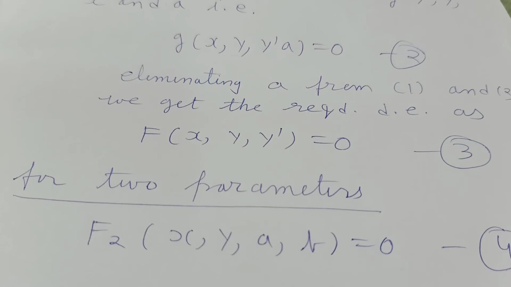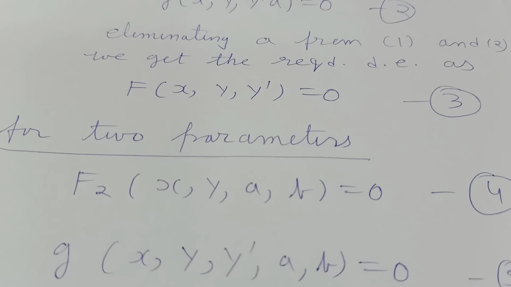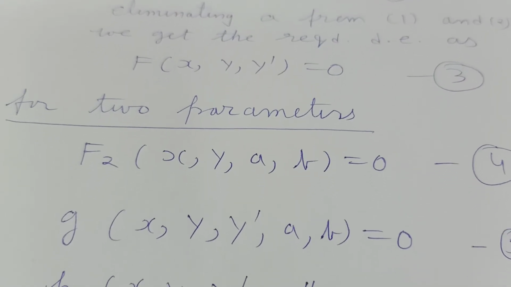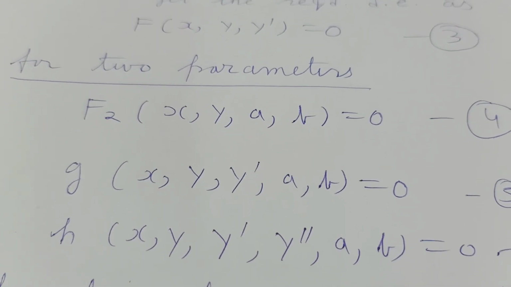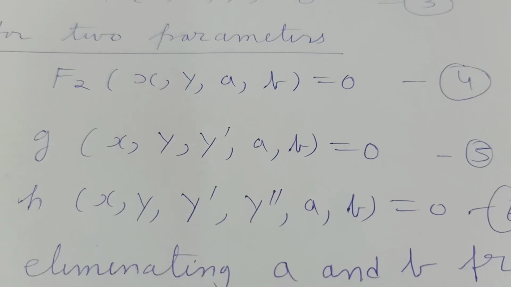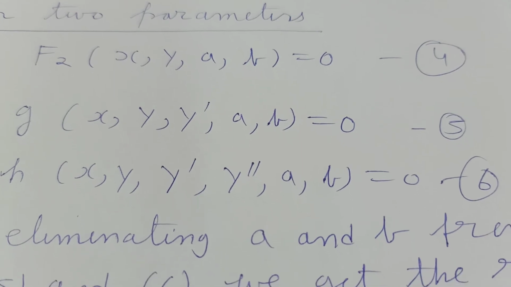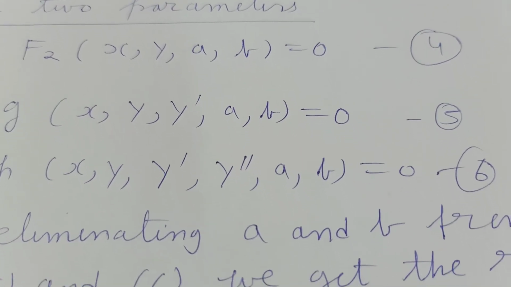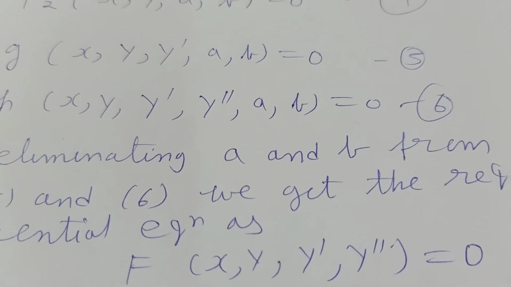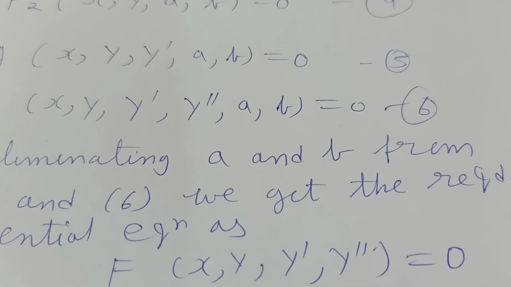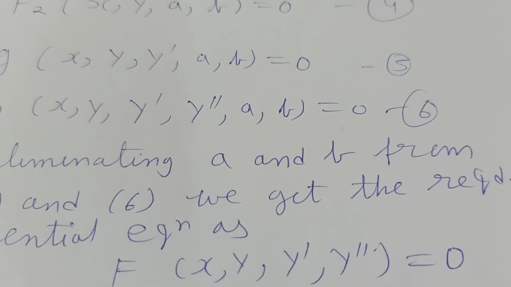If the given solution has two parameters, that is, in the case f2(x, y, a, b) equal to 0, then we will differentiate this f2 twice. So we will get two relations: one is g(x, y dash, a, b) equal to 0 and one is h(x, y dash, y double dash, a, b) equal to 0. Now from these three relations, that is 4, 5 and 6, we will eliminate a and b. If we eliminate a and b from 4, 5 and 6, we will get a relation f(x, y dash, y double dash) equal to 0. So this is a relation involving derivatives, independent of parameters. Therefore it is our required differential equation.